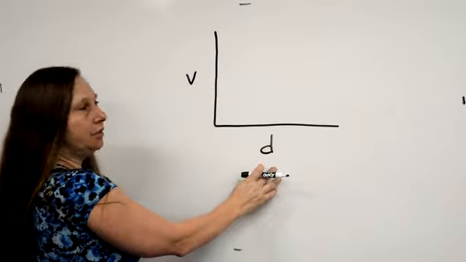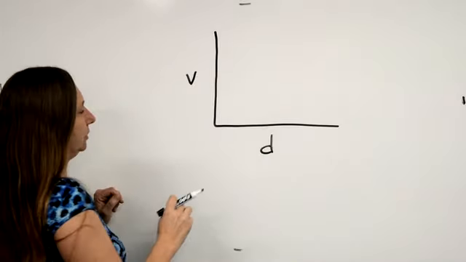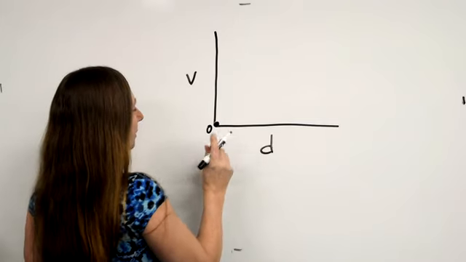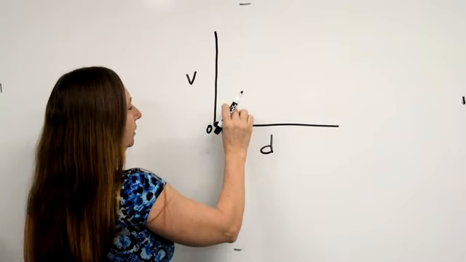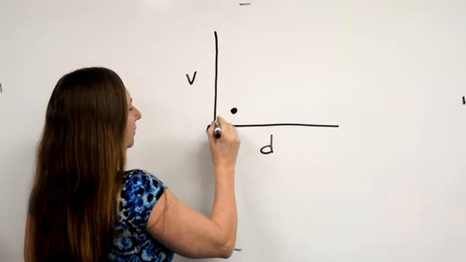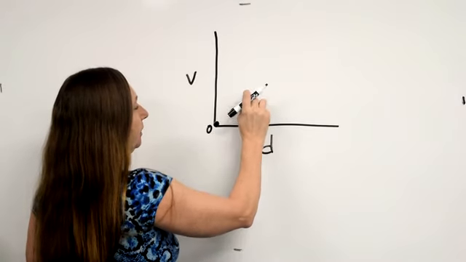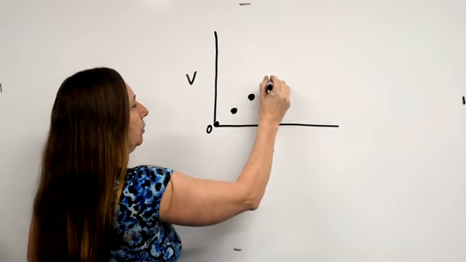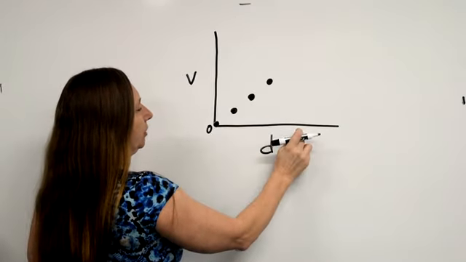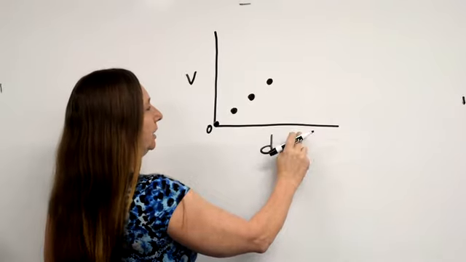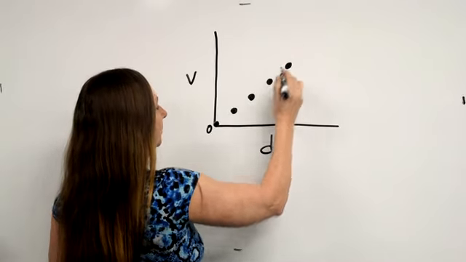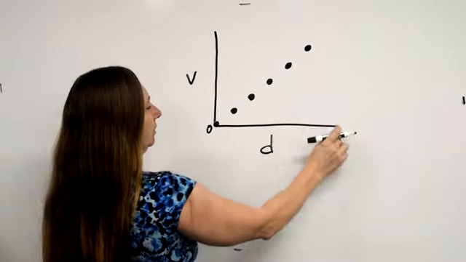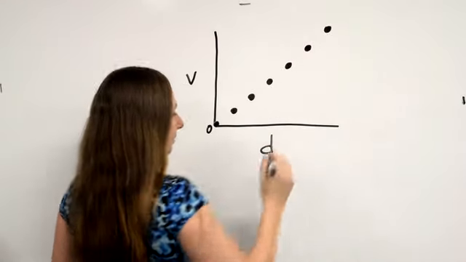So as the distance is increasing, what's happening to the velocity? If here we start at 0, 0, then as the distance gets bigger, the velocity also gets bigger. As this one goes further to the right, this one goes further up. As distance gets bigger, velocity gets bigger.